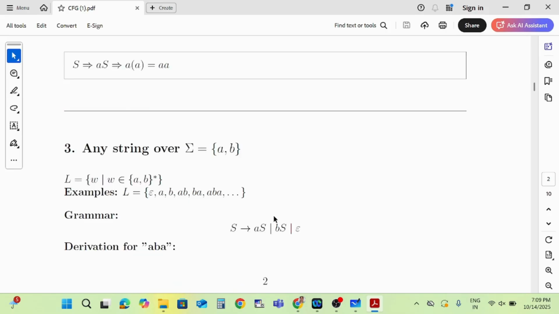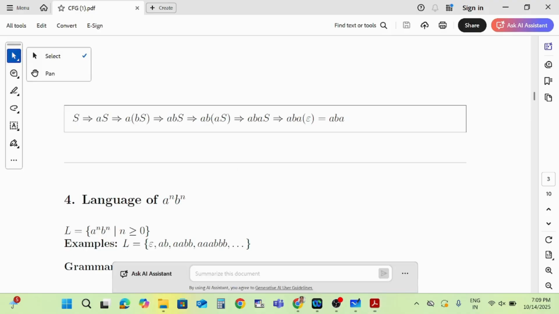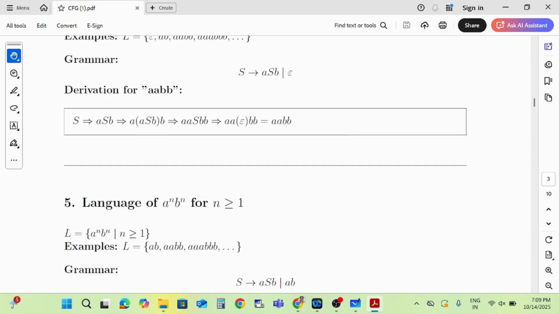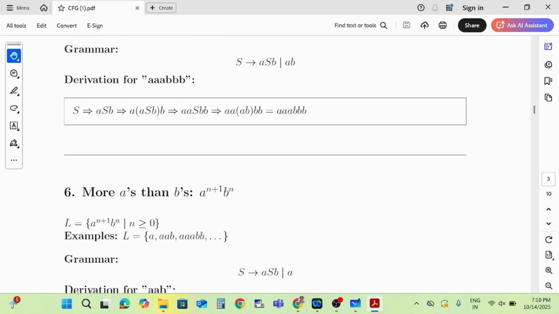Similarly, we have a problem on a power n, b power n, where n is greater than or equal to 1. N greater than or equal to 1 means the terminator would be ab, because when you substitute n equal to 1, this is the minimum value it can take: a power 1, b power 1, it is ab. So it is aSb or ab. This is how we should be able to generate it.